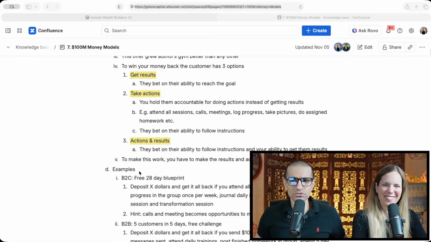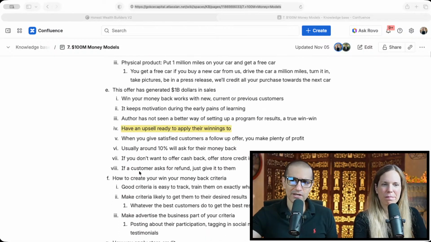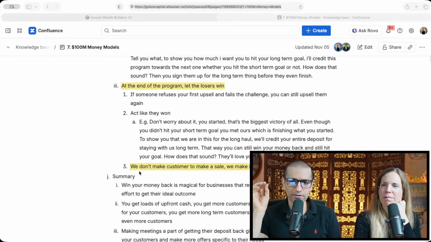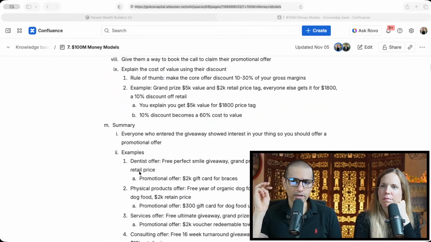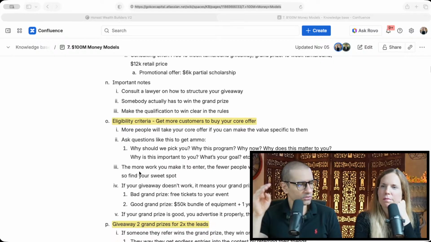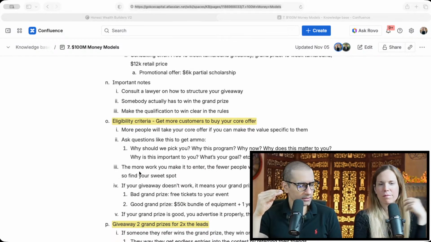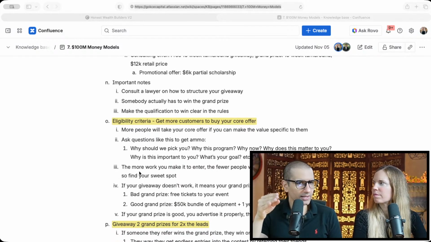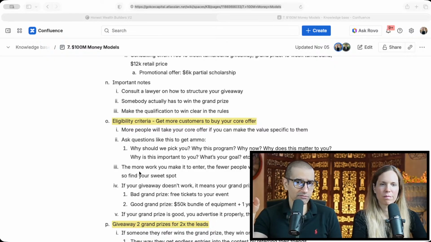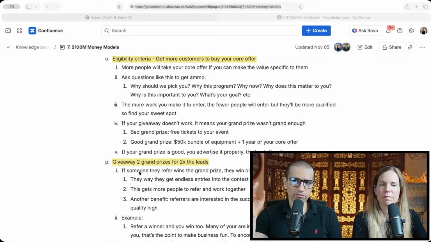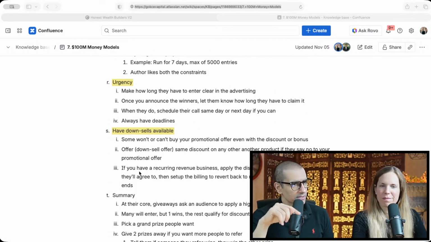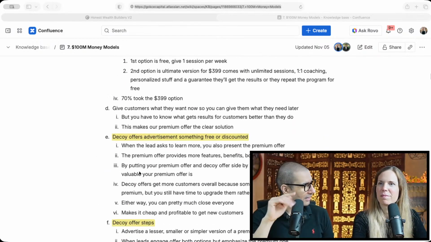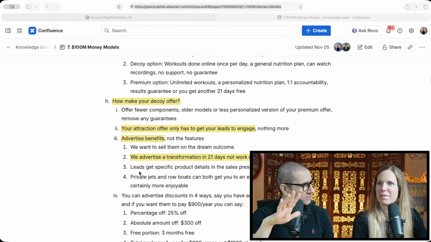Just to give a little bit of background, these are my notes from the $100 million money models book by Alex Hormozi. Eric and I decided that we're going to go line by line and see how we can apply these concepts in our land investing business. We started with what money models are. Then we looked into the attraction offers. There are 5 kinds of attraction offers discussed in the book.